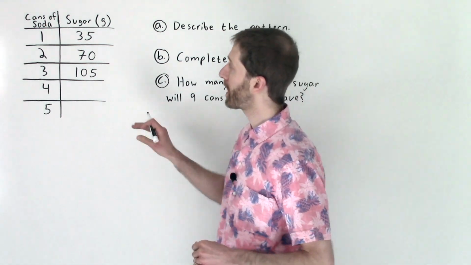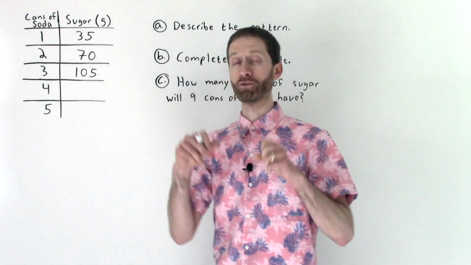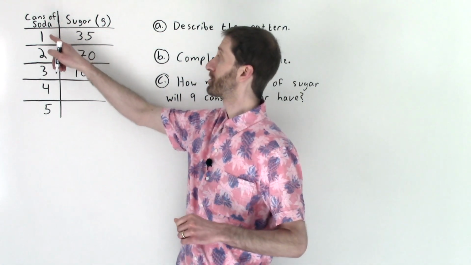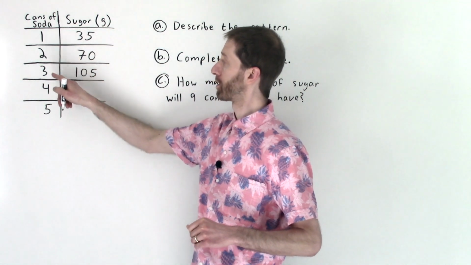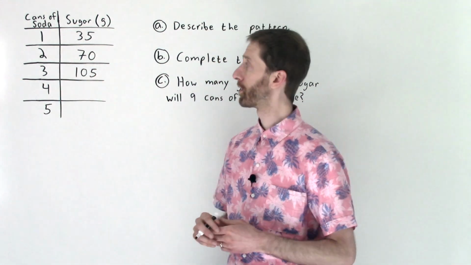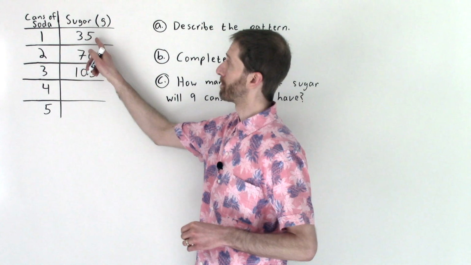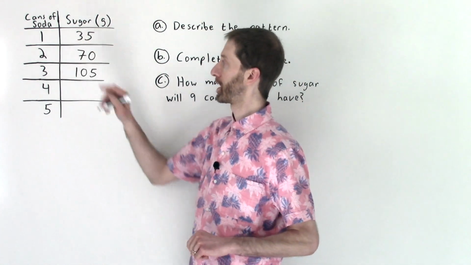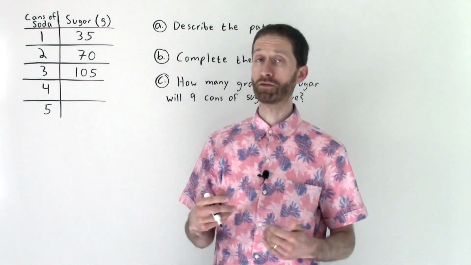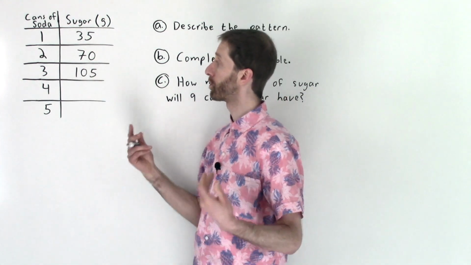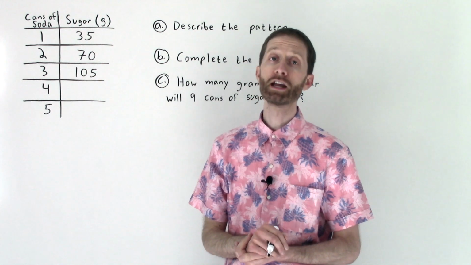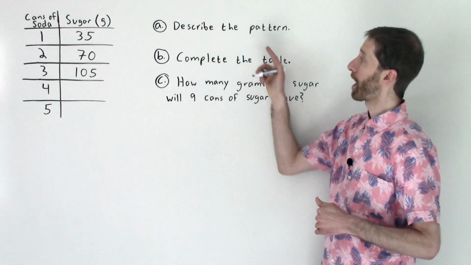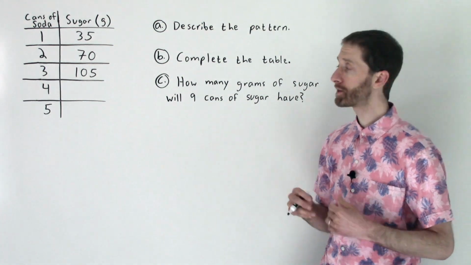So here you're given a table of data, right? Real world information where we are told we have a number of cans of soda, 1 can, 2 cans, 3 cans, 4 cans, and then 5 cans of soda. And we're told that we have 35 grams of sugar in 1 can of soda, 70 grams of sugar in 2 cans of soda, and 105 total grams of sugar in 3 cans of soda. We are asked to describe the pattern. So we need to see what's going on there.